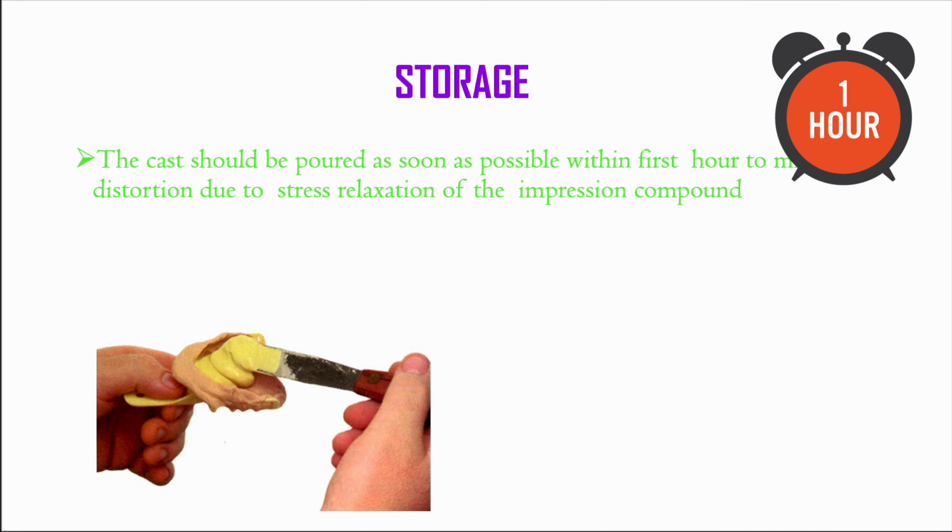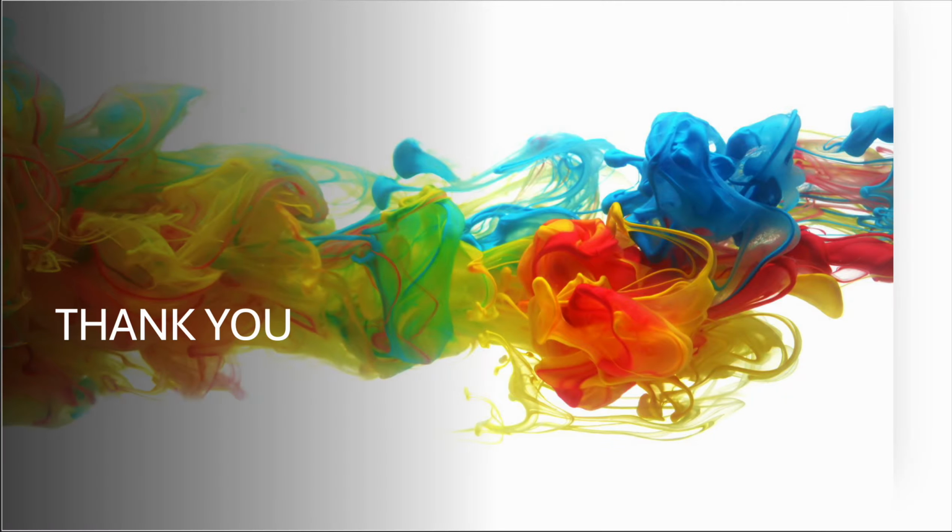Coming to the storage, the cast should be poured as soon as possible, within the first hour, to avoid distortion due to stress relaxation of the impression compound. So, coming to the conclusion, impression compounds are one of the inelastic impression materials. It is used basically for making impressions of edentulous mouths. It is not used in dentulous mouths because it is inelastic and cannot be used in undercut areas.